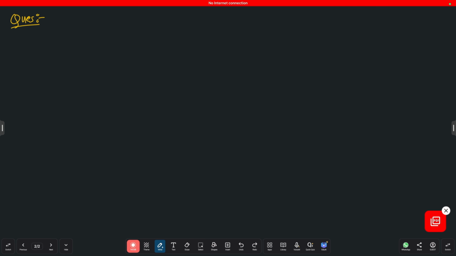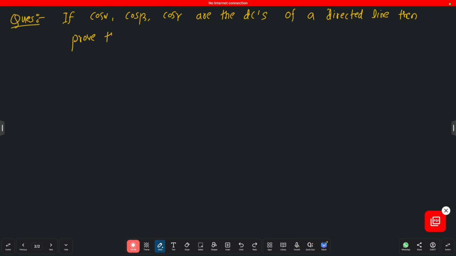Write a problem. Question is, if cos alpha, cos beta and cos gamma are the DCs, it means direction cosines, of a directed line, then prove that cos²α plus cos²β plus cos²γ equals 1.